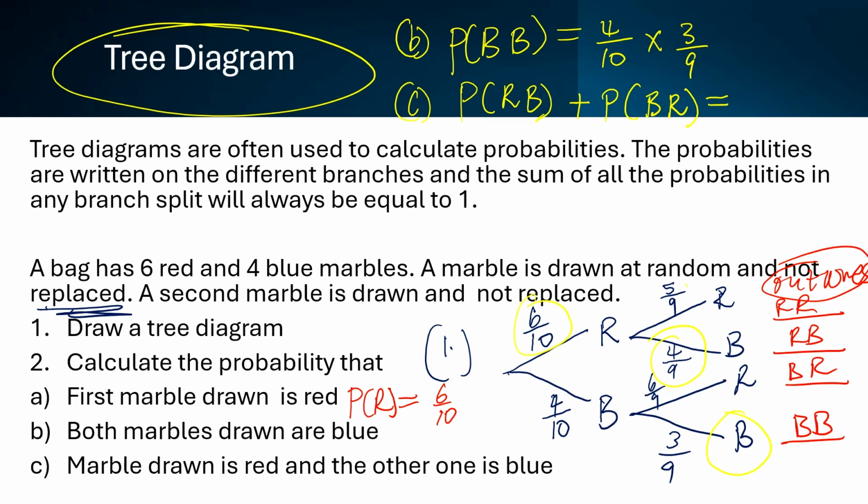Starting with red then blue, so red then blue, it's just going to give us 6/10 multiplied by 4/9. Okay, and we say plus, what if I started with the blue one? So it's going to be 4/10 multiplied by, then followed by red, which is 6 divided by 9. Okay, so you can just punch your calculator to get those answers.